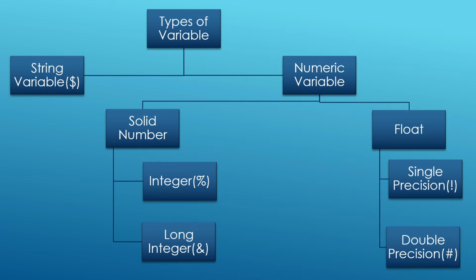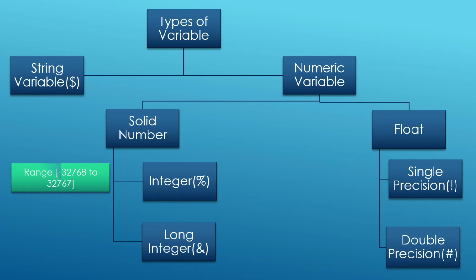As you can see, there are two types of variable. One is the string variable, which is denoted by the dollar sign. Next is the numeric. If there is no dollar sign on the variable, that is a numeric variable. The numeric variable has two types, that is the whole number and the float. Float is denoted by a decimal point after the number, and in the whole number there is the integer, denoted by the percentage sign, and the long integer, denoted by the and sign. In the float there is a single precision, denoted by the exclamation mark, and the double precision, denoted by the hash.